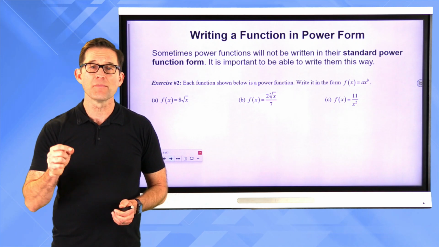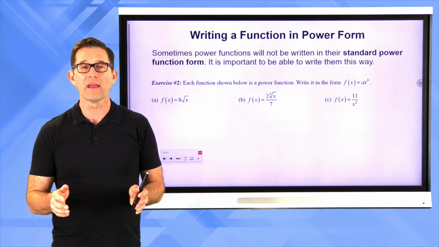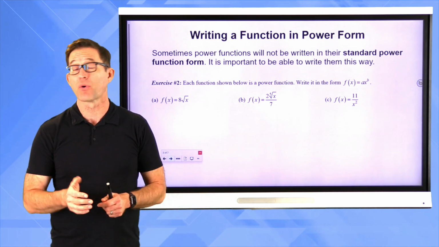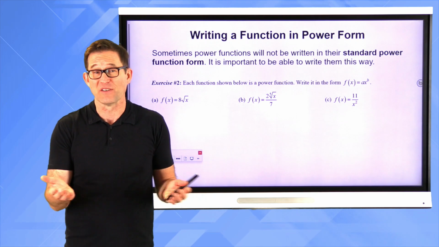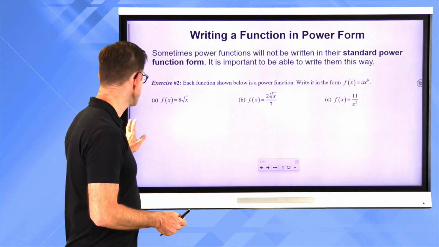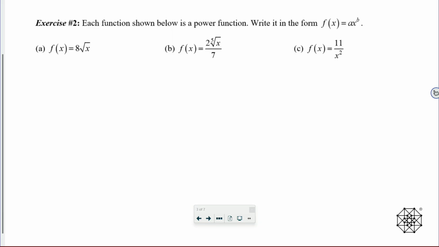It's important to be able to write them this way. In other words, it's important to be able to write a function as a number times x raised to another number, if it's a power function. If it's not a power function, then we definitely don't want to write it that way because it would just be wrong. So let's take a look at exercise number 2.